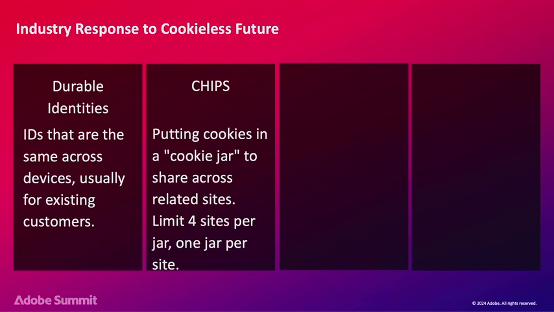The only issue is that it's a limit of 4 top-level domains per cookie jar. So if you have a lot of different brand names or subdomains, or no, subdomains would work, but different brands on the website, you're limited to 4 per cookie jar, and that domain can only live in 1 cookie jar. So just keep that in mind as you think through using CHIPS on your website.